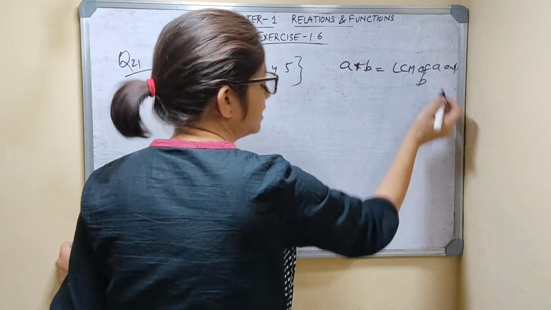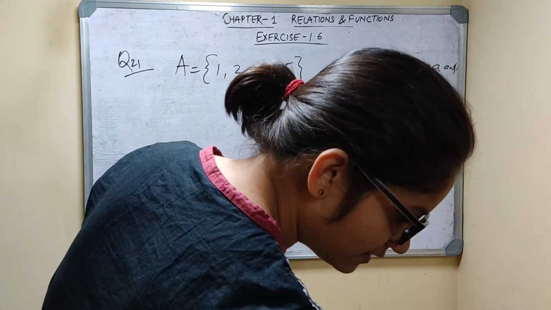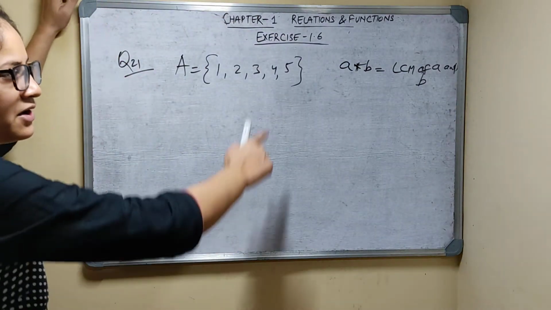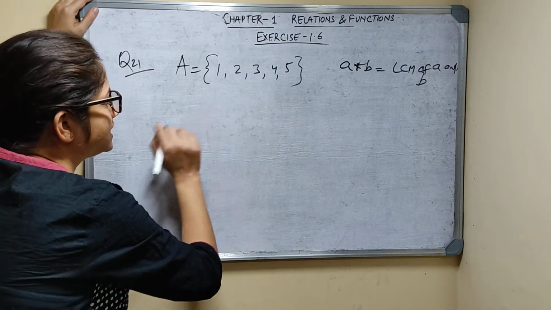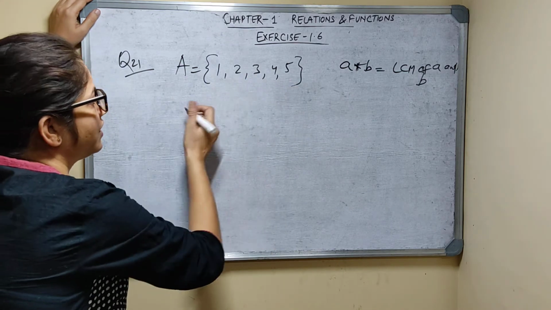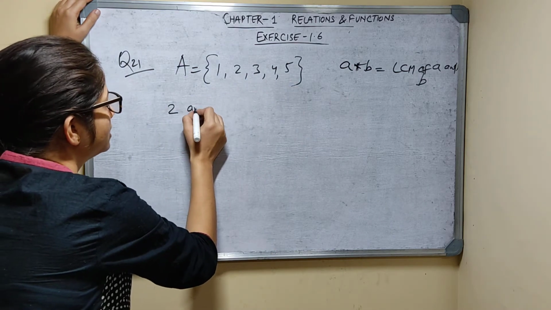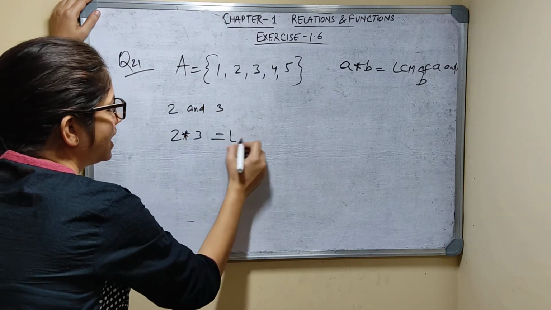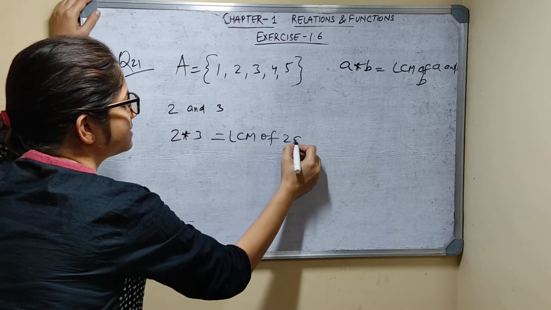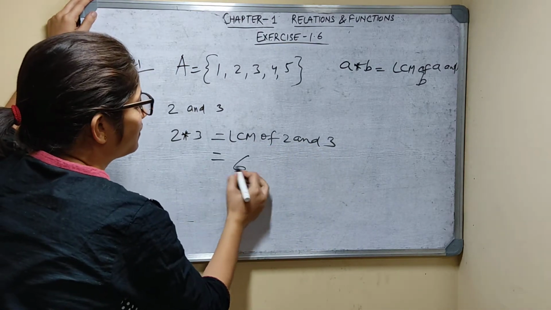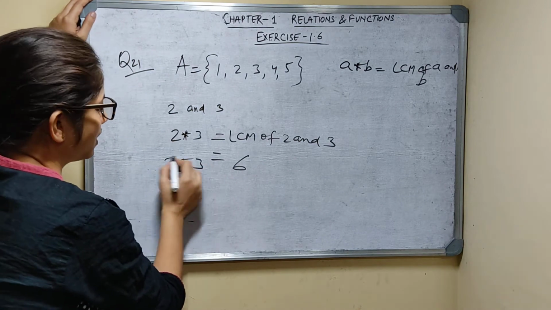LCM of A and B is star a binary operation. You have to tell whether star is a binary operation on N. Let's say I am taking 1, 2, 3, 4, 5, and any two elements, say 2 and 3. If I perform 2 star 3, you will get the LCM of 2 and 3. This is my binary operation.